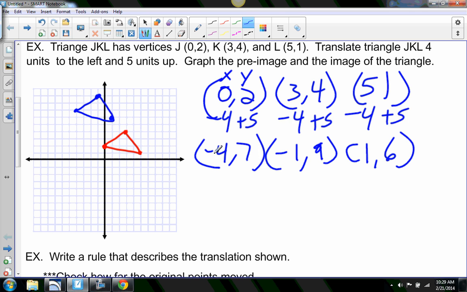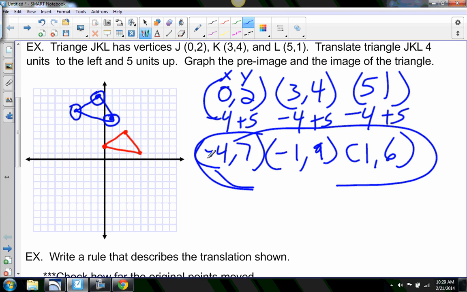Well, take a look and see if we did it right. So (-4, 7): 1, 2, 3, 4, and 1, 2, 3, 4, 5, 6, 7. Look at that. The point is in the correct place. (-1, 9). Oh, look at that. And (1, 6). So it works either way. The easiest way is just to take each point and do what it says. Or you can write the points out, make the changes, get your new points, and then graph it. So this one was my pre-image, and this one is my image.